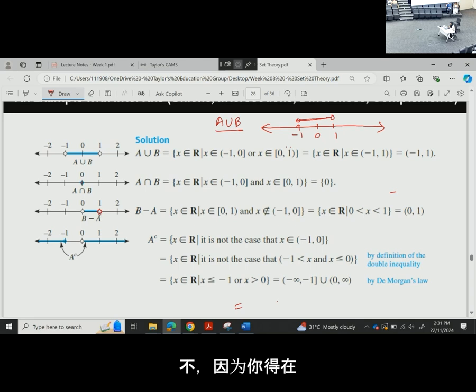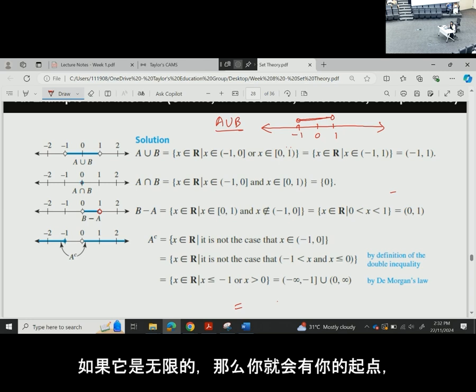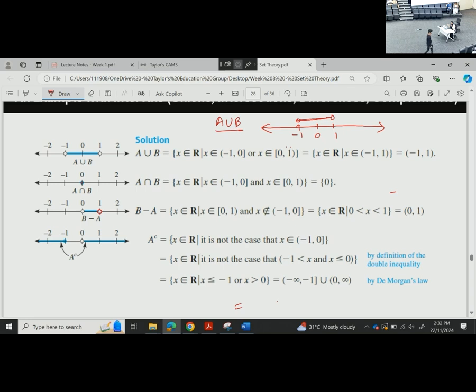No, because you have to show the starting and ending point, because you are not referring to some universal set, you have to show the range. So you have to enclose it. It is a finite set, that is why. If it is infinite, then you will have your starting point and it will go on up to infinity. Do you understand? No?